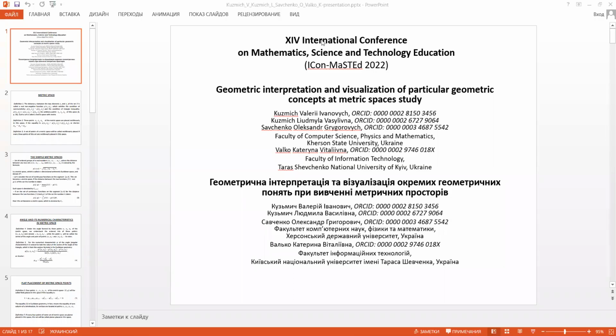Dear colleagues, we offer you a report on geometric interpretation and visualization of particular geometric concepts at a metric spaces study. The work considers the issues of studying methods of geometric properties of metric spaces in higher school.